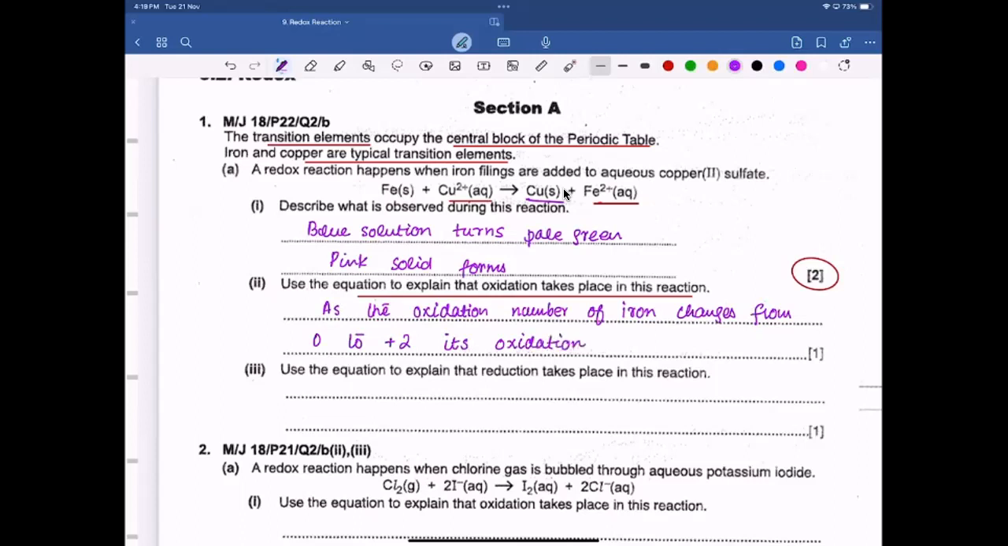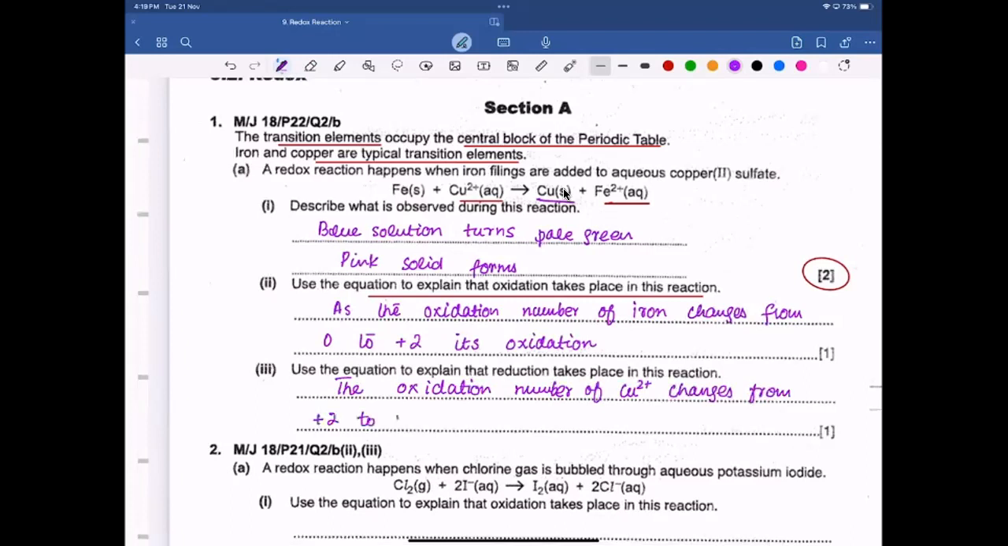Use the equation to explain that reduction takes place in this reaction. Which substance is undergoing reduction? Copper 2 plus. You don't say just copper. The oxidation number of copper 2 positive changes, or decreases, from +2 to 0. It's reduction. Is this clear?